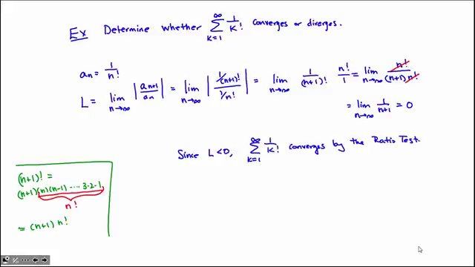So to close, at this point, you should recognize the ratio test as a method for determining convergence or divergence, and you should be able to try to apply it to at least a simple series example.